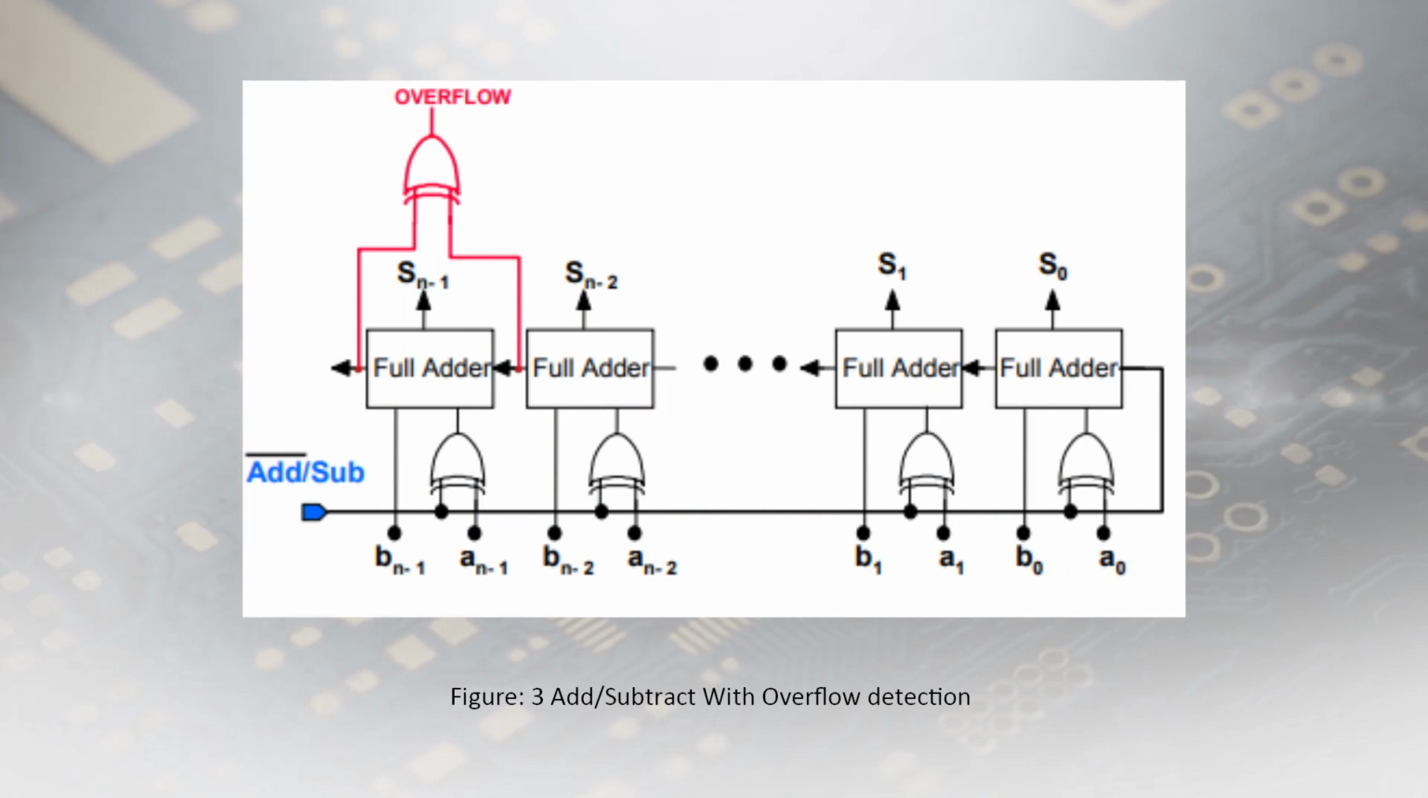The circuit diagram of the subtraction operation is shown below, where you can see that we are using n number of XOR gates as well as n number of full adders to perform the subtraction.